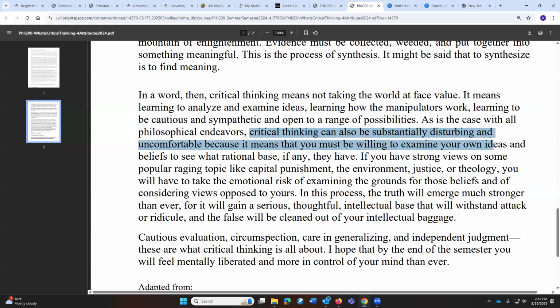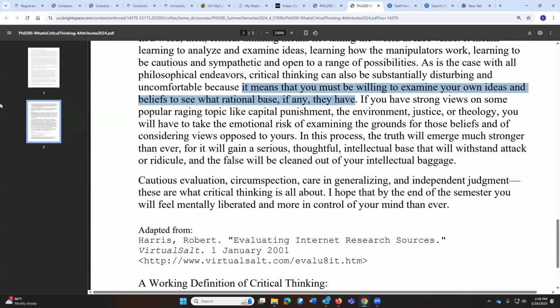Remember in the allegory of the cave, right? The guy who was going toward the entrance to the cave, right? The light was blinding and it bothered him, okay? It means that we must be willing to examine our own ideas and beliefs to see what rational base, if any, they have, okay? I might think I have all the answers already, but have I really analyzed them to be sure that they make sense?